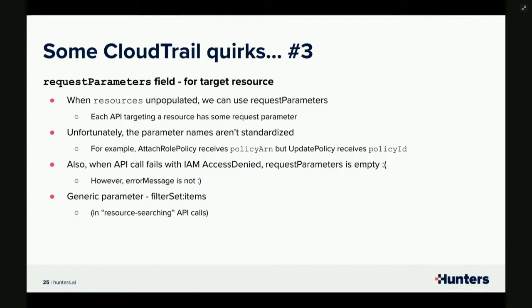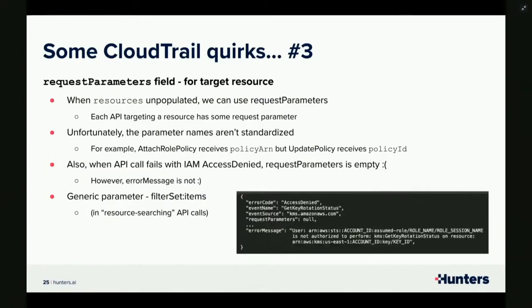So sometimes, most times, the resource field is unpopulated. Then we can use the request parameters, because usually we have there some sort of parameter indicating what the target resource is. However, these parameter names aren't standardized at all, even within the same service. Also, when an API call fails with access denied, the request parameters for some reason is always empty. But as we've seen in the great talk by Noam earlier, the error message is not. So we can extract the resource from here, just like he talked about.